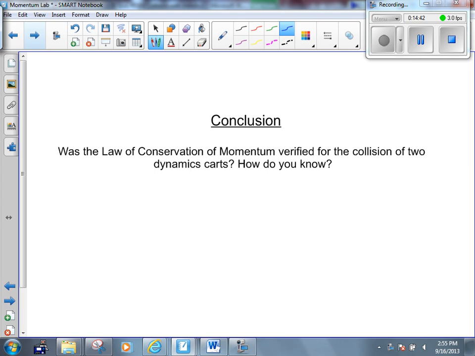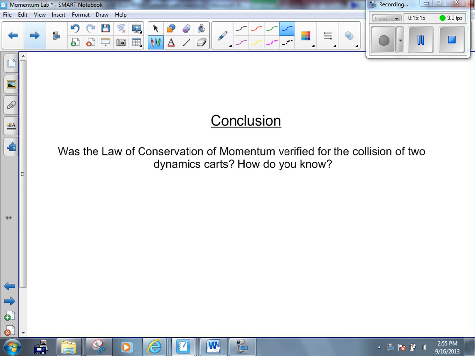What else do we need? Your conclusion, was it verified? Either yes or no. How do you know? Yes, the law of conservation of momentum was verified. This is known because the value of m2 that was calculated was within 10% of the value of m2 that was measured. Or no, the law of conservation of momentum was not verified. This is known because the value of m2 that was calculated was not within 10% of the value that was measured.